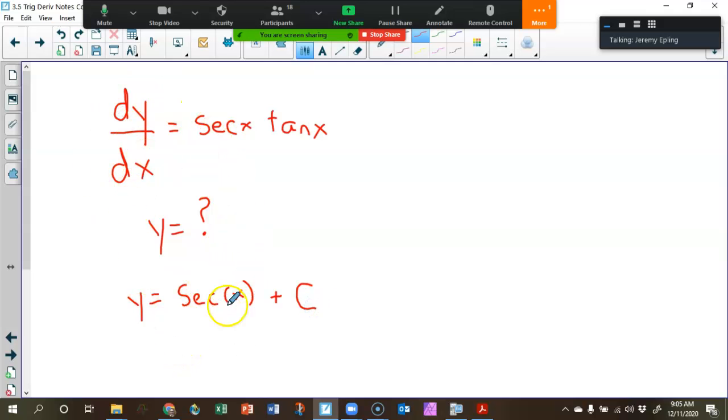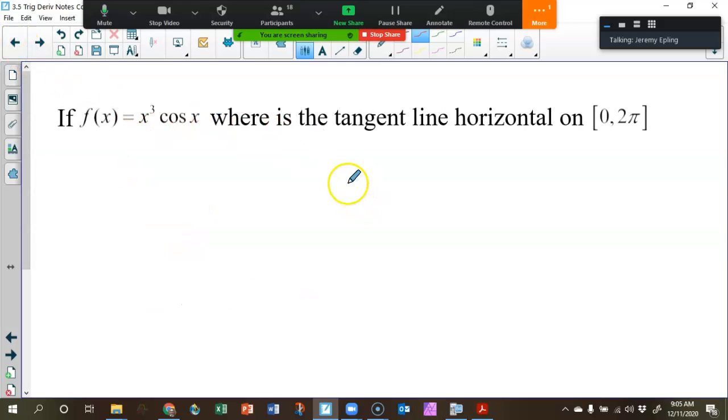This will be what we work on after Christmas break. So we have to know these derivative rules really, really well. All right. I want to give you a couple minutes to try. If f of x is x cubed cosine of x, where's the tangent line horizontal? So see if you can find where the tangent line for this curve would be horizontal.